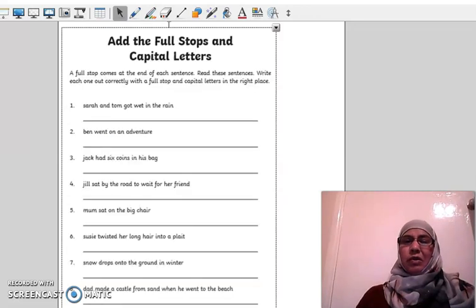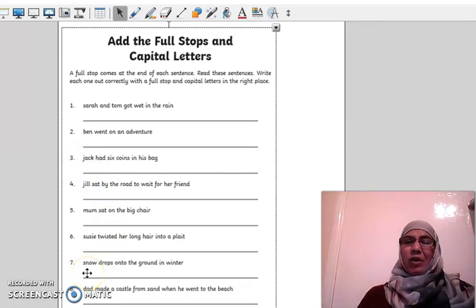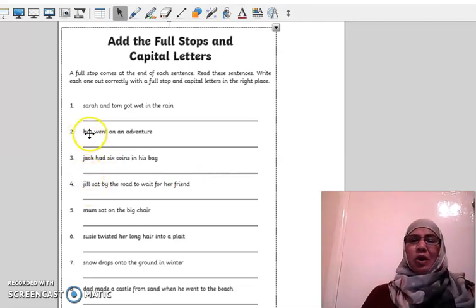Could you go onto your sheet and can you do the rest of them? You can copy mine for question 1 and question 2, but I'd like you to do question 3 to question 8 by yourselves. Don't forget, we have got a lot of names in there, and all those names, so Ben, Jack, Jill, Susie, all need a capital letter.